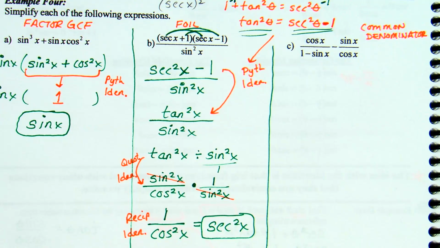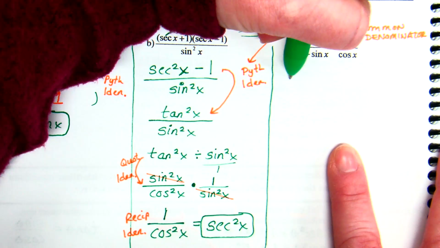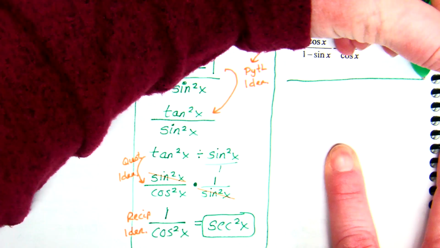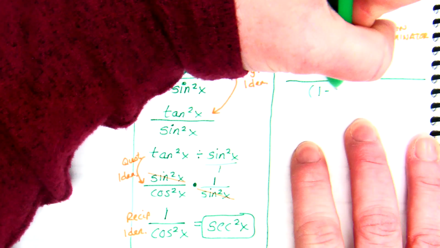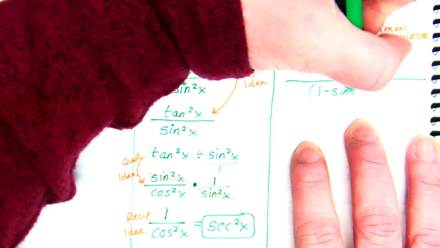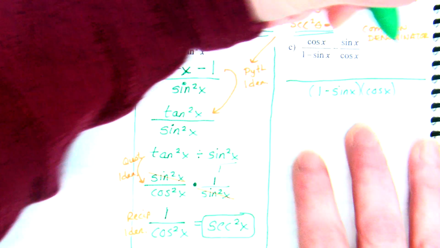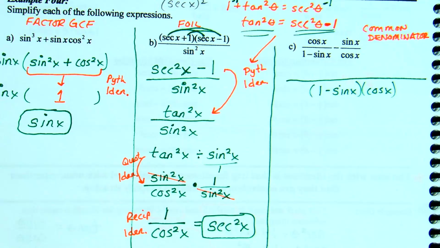I don't understand identities. Is there going to be a situation where we can get a common denominator, where we can actually subtract them? Oh, I don't know. Okay, so the common denominator is 1 minus sine x times cosine x, correct? And I'm setting myself up to go ahead and write this all as one fraction.